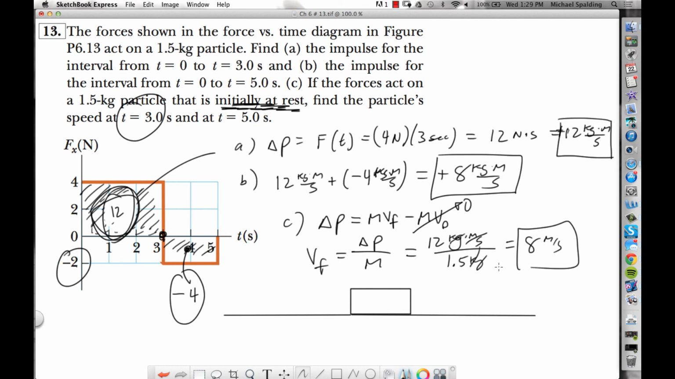Now, how do we get the velocity at t equals 5? Well, what was the change of momentum for the whole 5 seconds? Change the 12 to 8, and then that answer now becomes 5.3. So at t equals 3, it's going 8 meters per second. At t equals 5, it's going 5.3 meters per second.